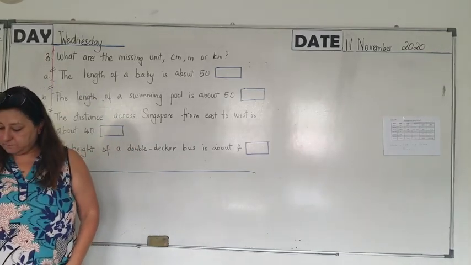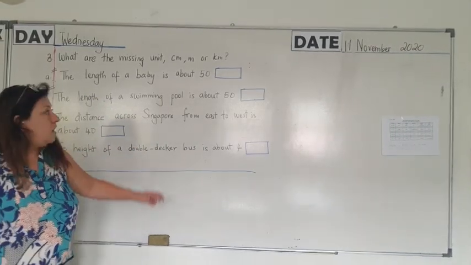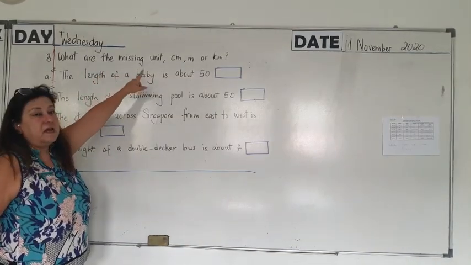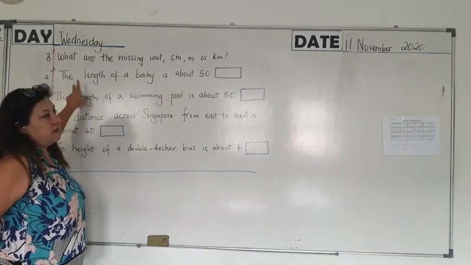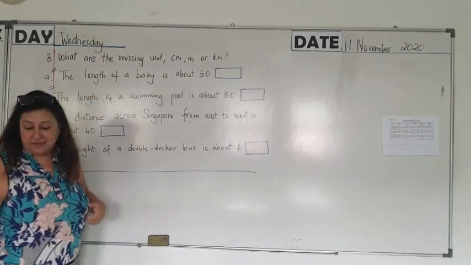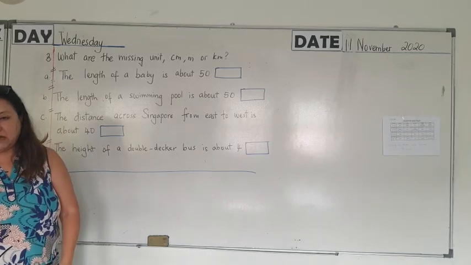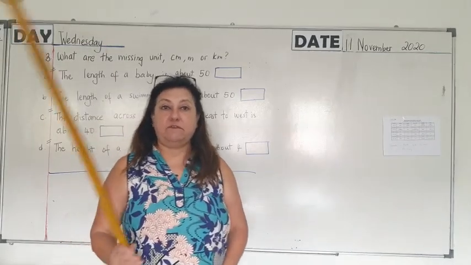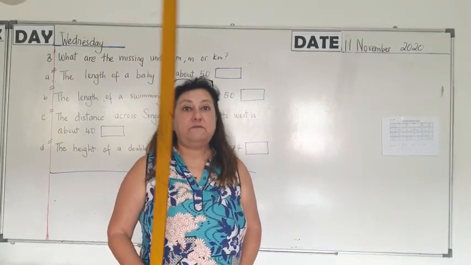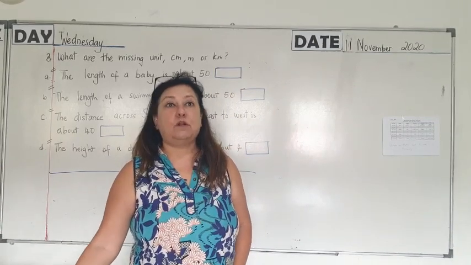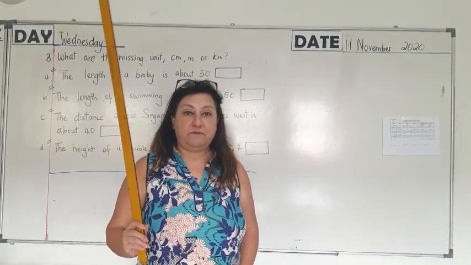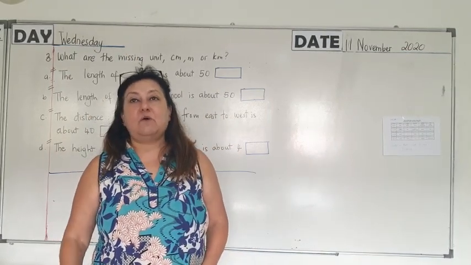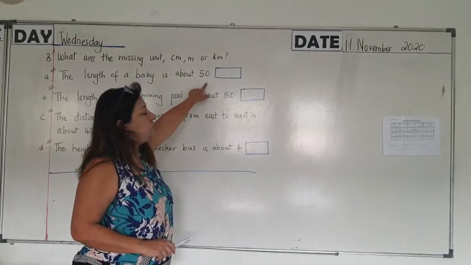Alright, now, what is the missing unit? Express, what is the missing unit? CM, M, or KM? Now, A, the length of a baby is about 50 what? Now, remember, 50 m will be 50 of this. You think the baby is so big? 50 km will be more than 1000, more than 50 of this, okay? So what is the correct unit of length?